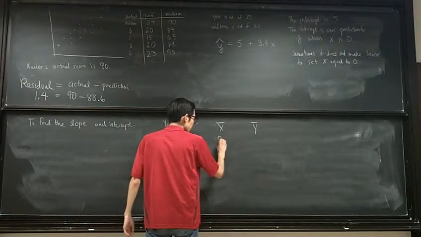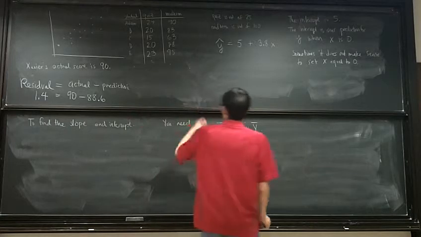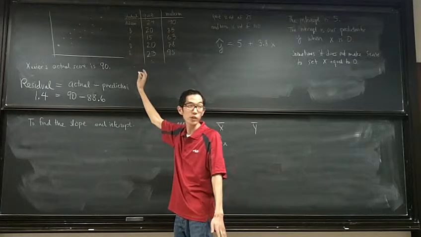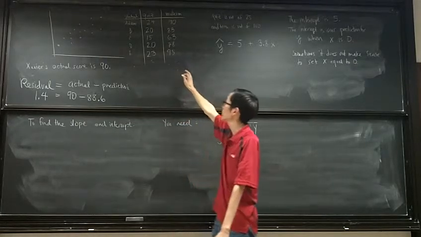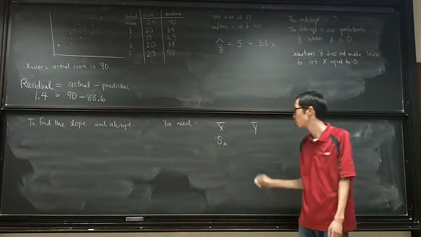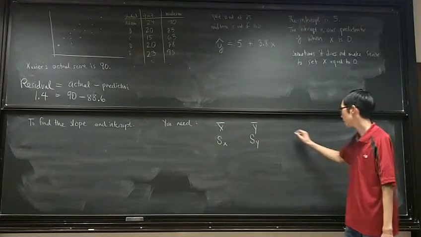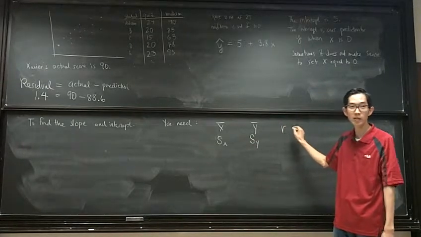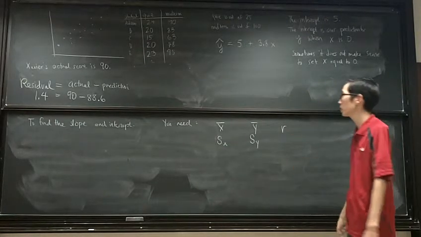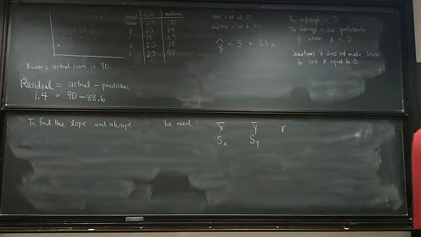You also need the standard deviation of X. That's S sub X. You guys know how to find the standard deviation. You do the same thing. Find the standard deviation of these 5 numbers, and then find the standard deviation of these 5 numbers. So what symbol would we use for the standard deviation of the midterm scores? S sub Y. And then the last thing you need is R. And what's R? The correlation between X and Y.